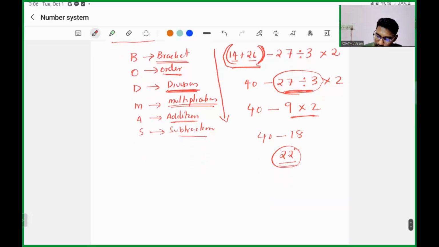Now what will happen if it's like this? You have a bracket and then I am giving you something like 40 divided by 10 plus 3, like this. And then let's say there is minus 3 and all something like that outside the bracket.